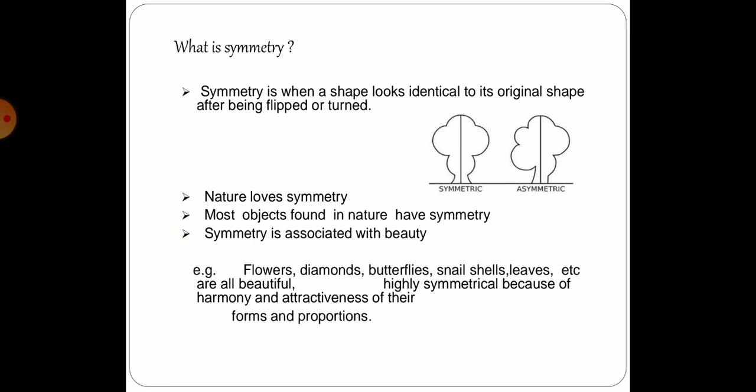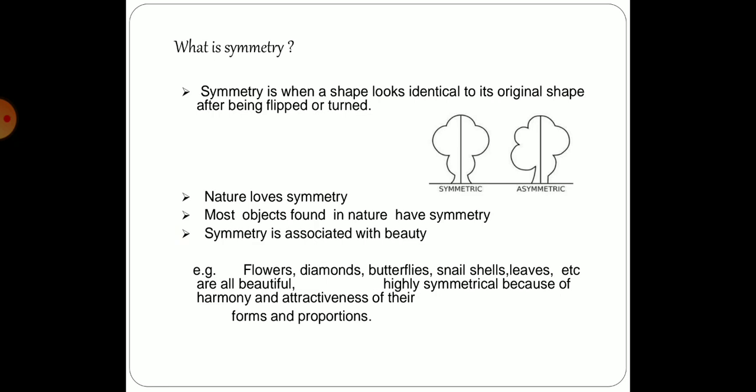Okay, so first we have to learn what symmetry is. Okay, each and everything which can be divided into two equal parts has a symmetry. Okay, so symmetry is when a shape looks identical to its original shape after being flipped or turned. Okay, so you can see in this example there are trees. One of these trees is symmetric and one is asymmetric. Okay, so most objects found in nature have a symmetry.